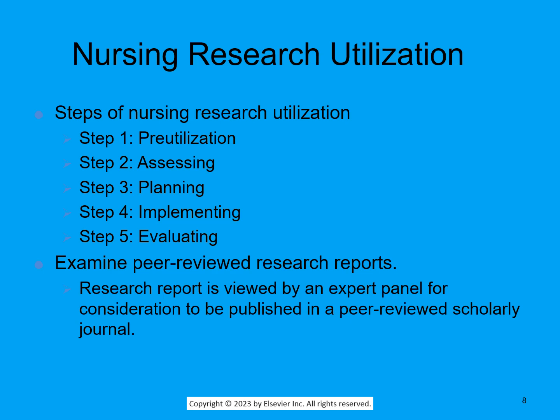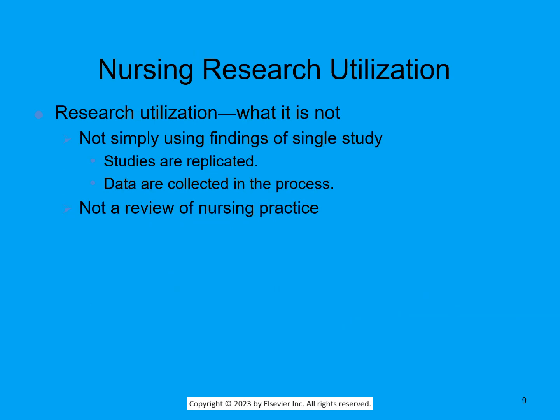Nursing research utilization. Steps of research utilization: step one, pre-utilization, assessing, planning; step four, implementing; and step five, evaluating. We can look at peer reviews and research reports. These are experts, for consideration to be published in peer-reviewed scholarly journals. There are a lot of journals out there, including journals specific to our areas of practice. Research utilization is not simply using the findings of a single study. Studies are replicated, and data are collected in a systematic process.